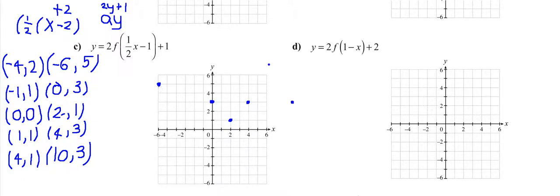Okay, so now we connect the dots. Oh my God, I'm not doing this well. Okay, that was not a very good drawing, but that's basically what it shows.